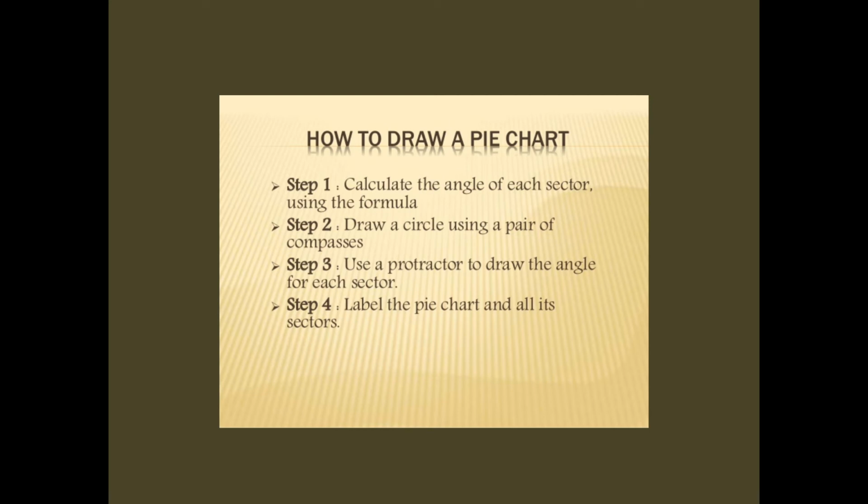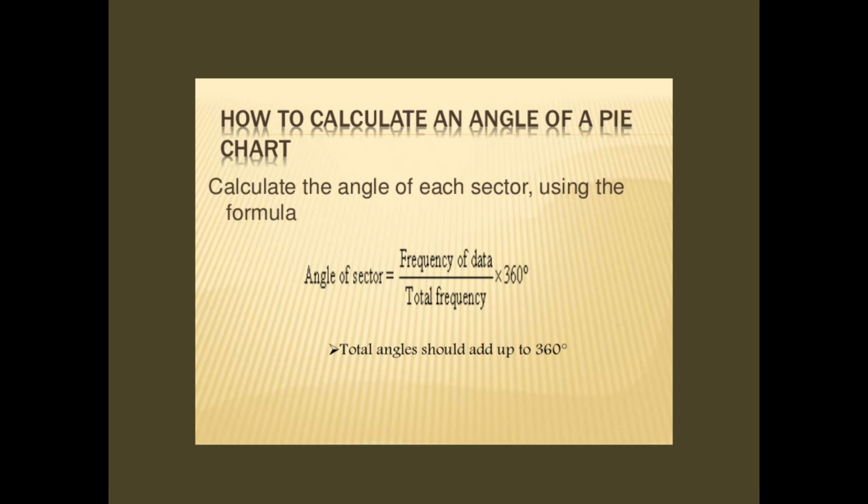So now let us learn how to calculate an angle of a pie chart. To calculate the angle of each sector using the following formula, we can draw the pie chart. The formula says angle of sector equals frequency of data upon total frequency into 360 degree. Here, total angles should add up to 360 degree.